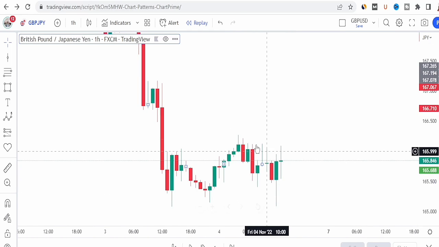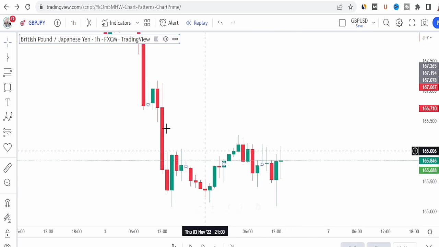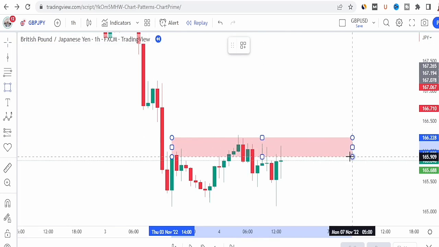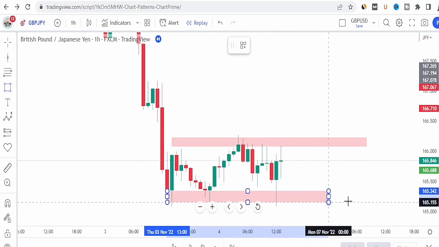So how do we know that we need to place a trade? What is the best way to place a trade right here? The best way is to mark out the major swing levels of this market. So I'm going to mark out this level right here, and also I'm going to mark out this level right here.